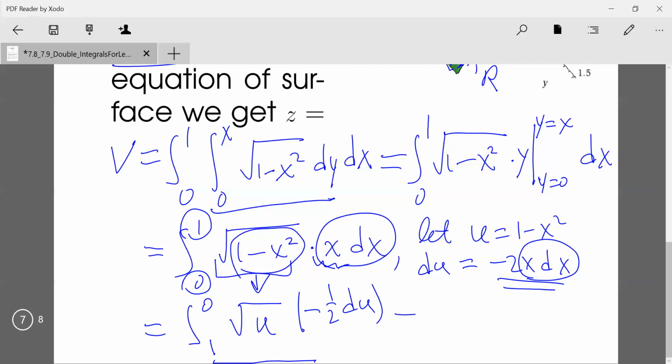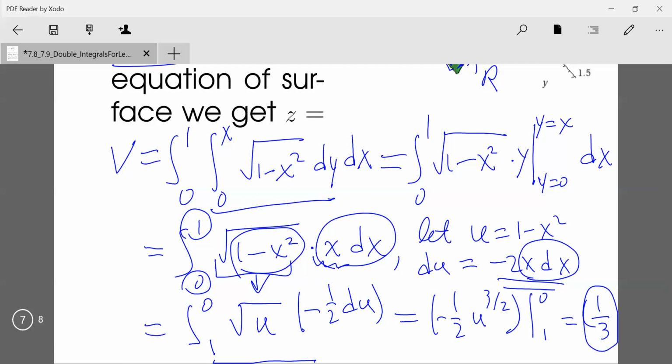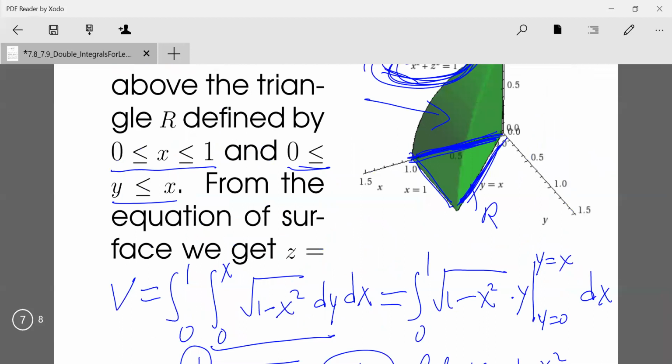Now you can finish this one. I will give you it as an exercise. You are going to get negative 1/2 u to the 3/2 as an antiderivative, evaluated at 0 and 1. Eventually, you're going to get 1/3. That's the volume of this solid here.